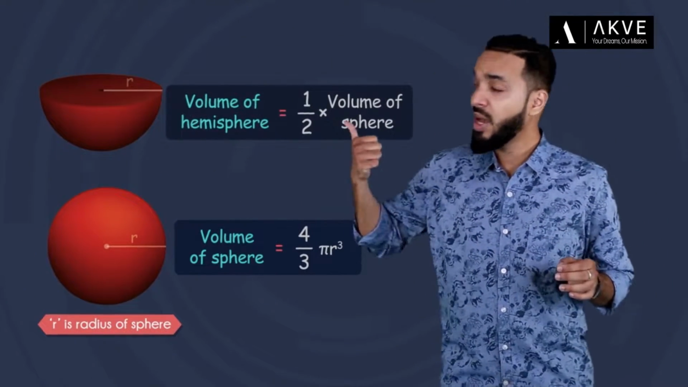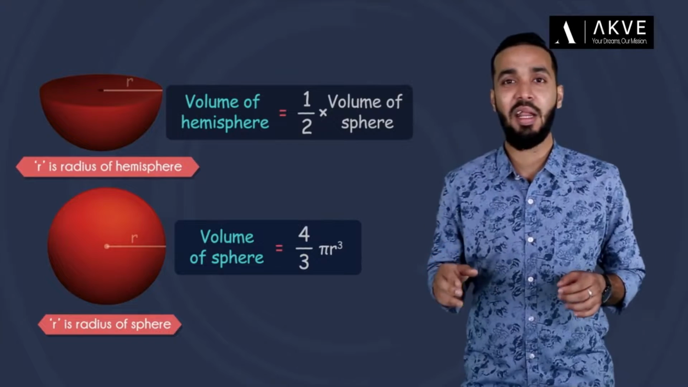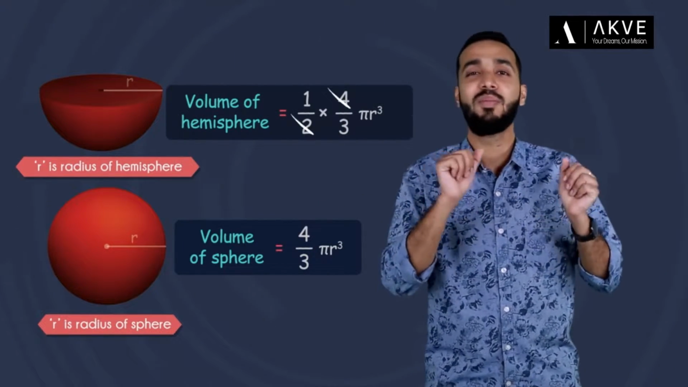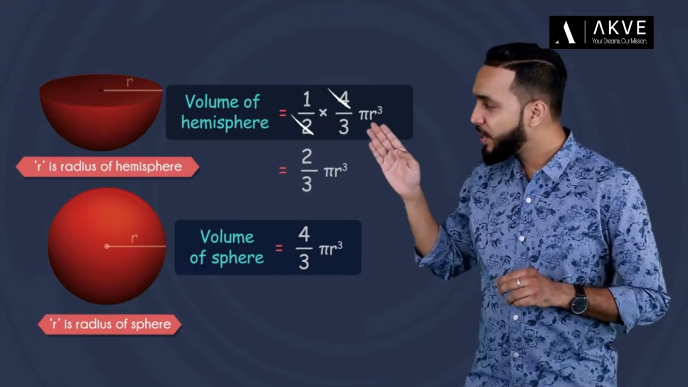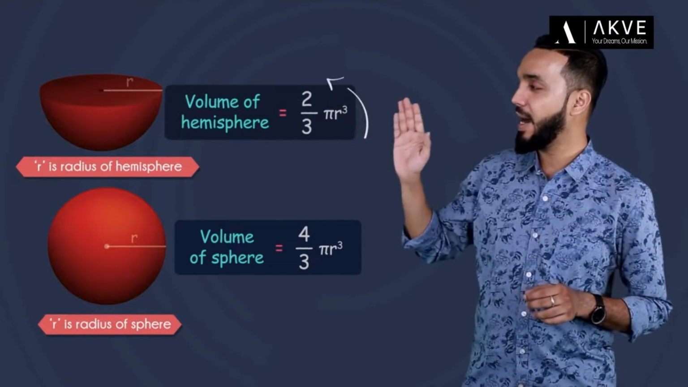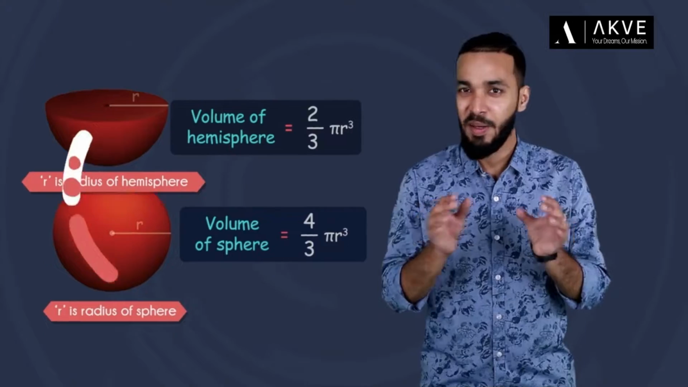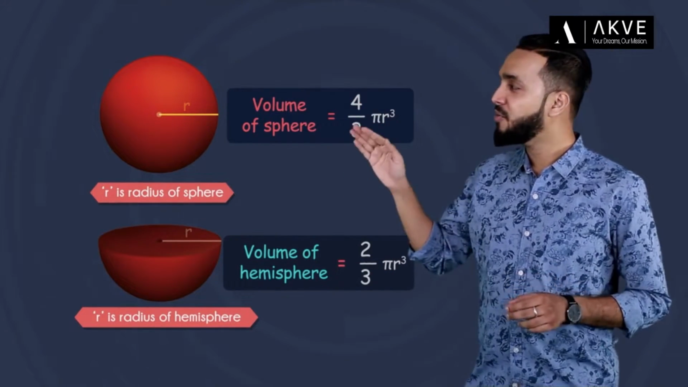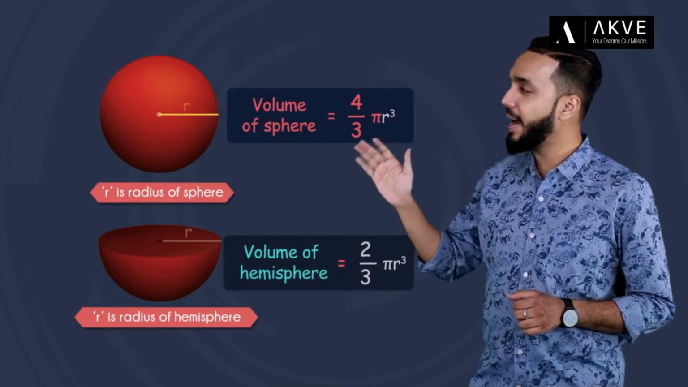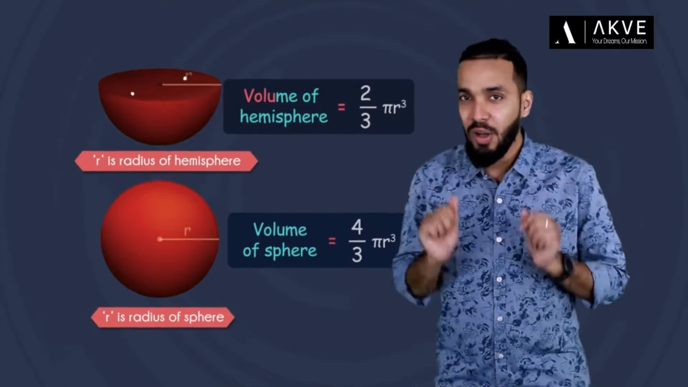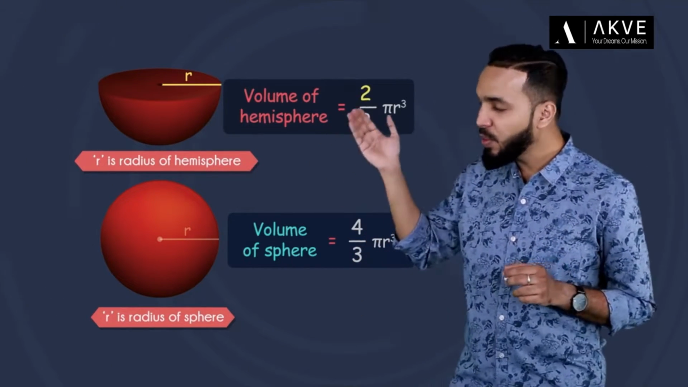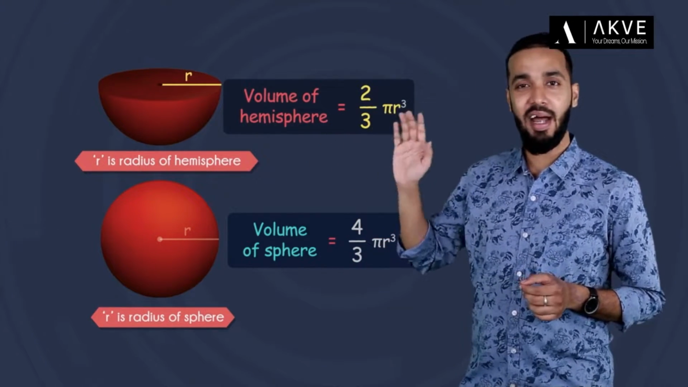Then, the volume of a hemisphere with base radius r would just be half of 4 by 3 pi r cube, which on simplification gives us 2 by 3 pi r cube. So, repeat with me. The volume of a sphere of radius r is 4 by 3 pi r cube, and the volume of a hemisphere of base radius r is 2 by 3 pi r cube.